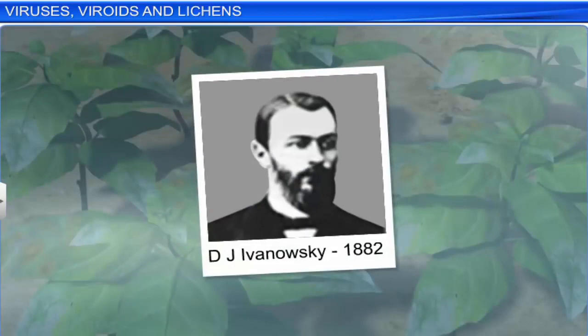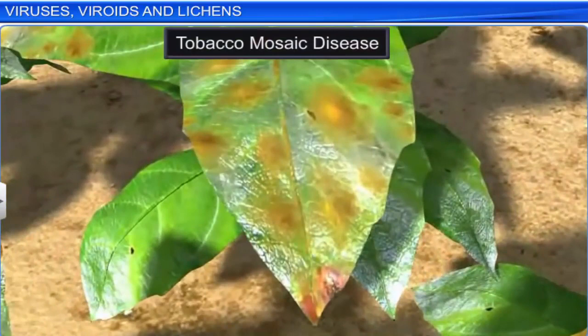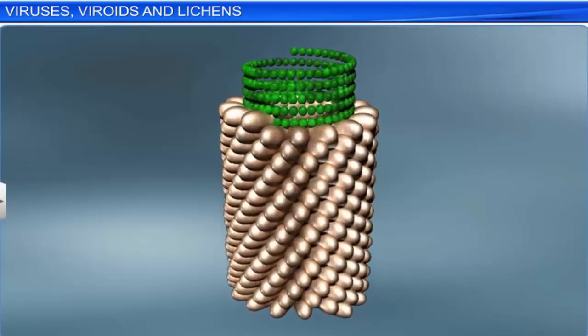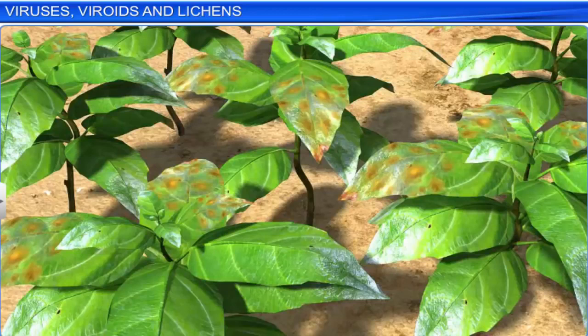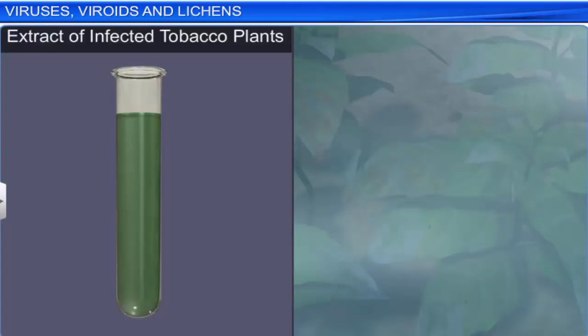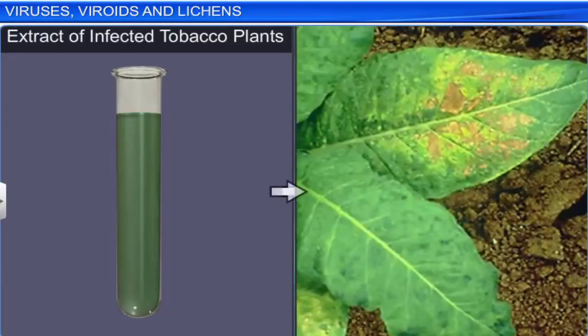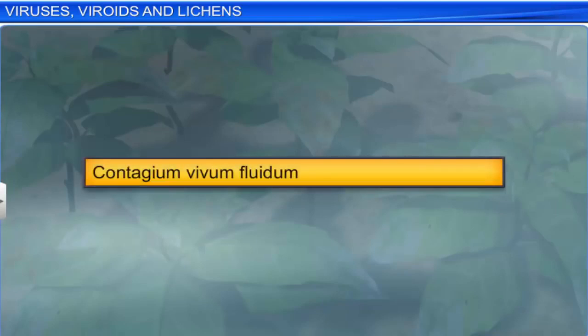It was D.J. Ivanowski who in 1882 discovered the tobacco mosaic virus, or TMV, the microbe that causes mosaic disease in tobacco. This virus was smaller than a bacteria. Later, in 1898, M.W. Beijerinck demonstrated that extracts of infected tobacco plants could also cause infection in other healthy plants. He referred to the virus as contagium vivum fluidum, meaning infectious living fluid.